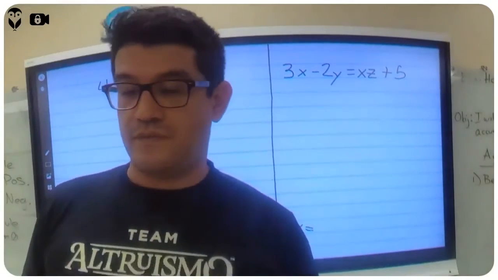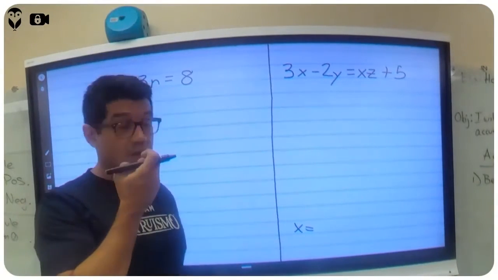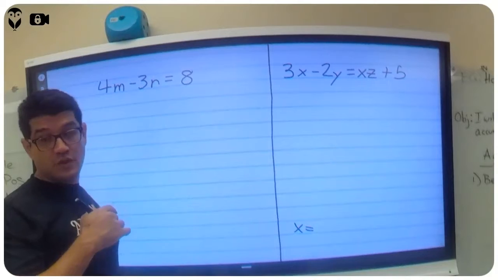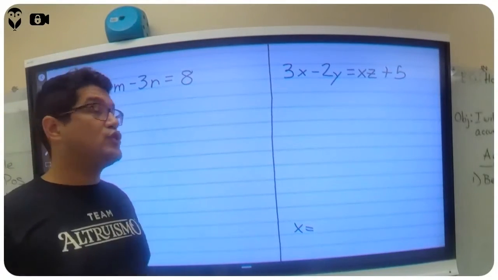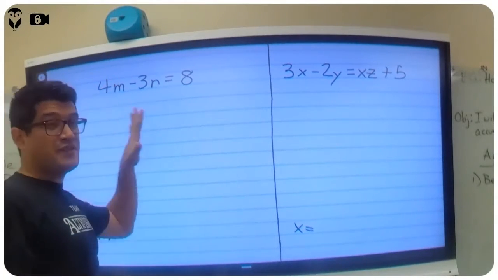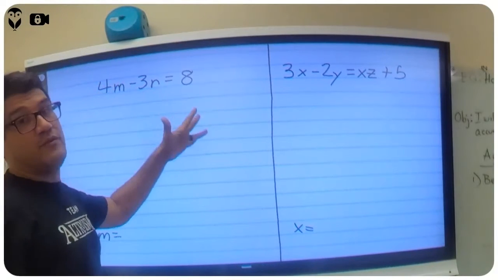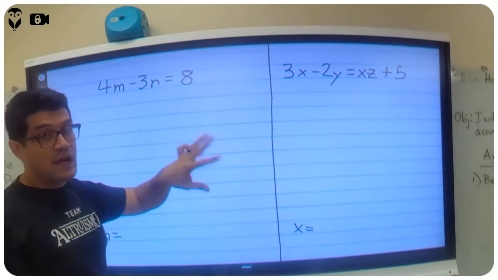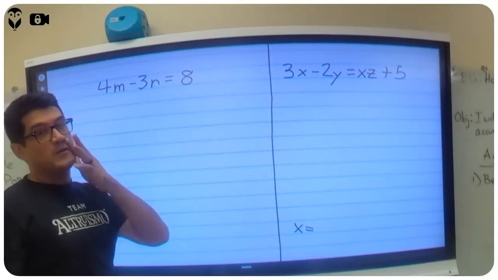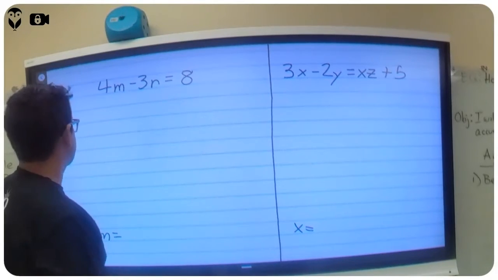All right, for this section, we're going to be solving literal equations, okay? Which means that we're going to be solving for a specific letter, leaving that letter by itself. So whatever's happening to that letter, we need to do the opposite in the opposite order to get it over there. So it's very similar to what we've always been doing.